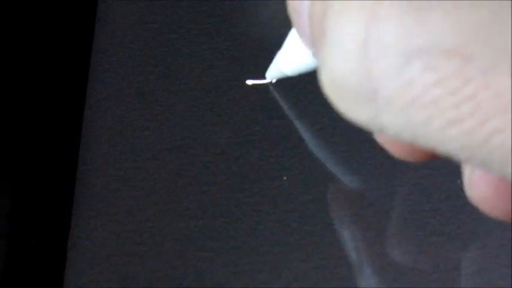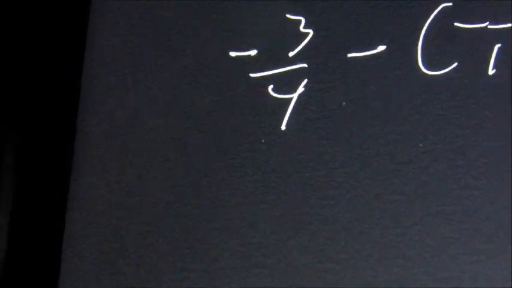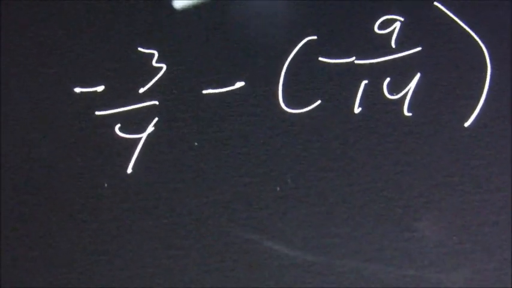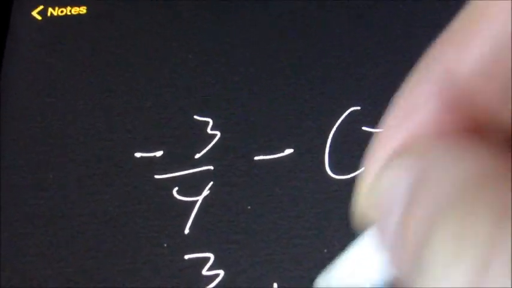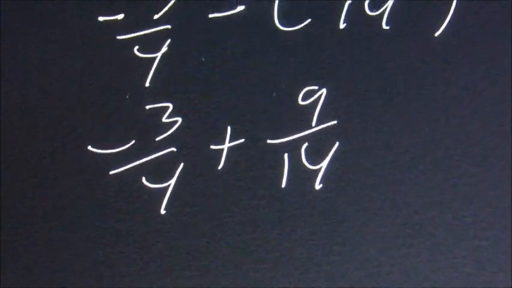Next, let's do one that has some negatives. So let's say we have negative 3 over 4 minus a negative 9 over 14. So we're going to do this just like we did before with the whole numbers. First, we have a minus a negative, so that becomes a plus. So let's do that first. Negative 3 over 4 plus 9 over 14. Let's just break it up into a bunch of small steps.